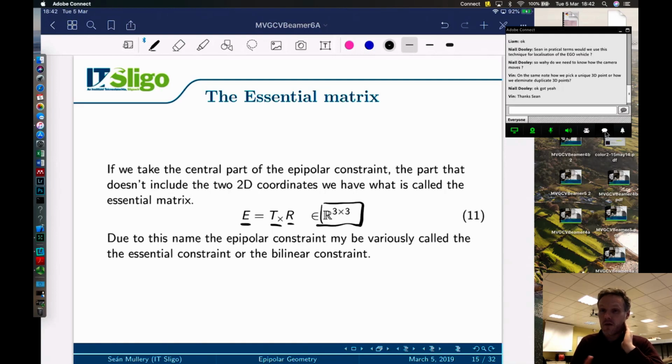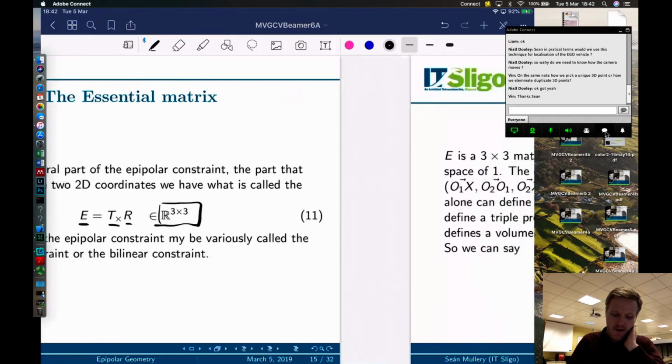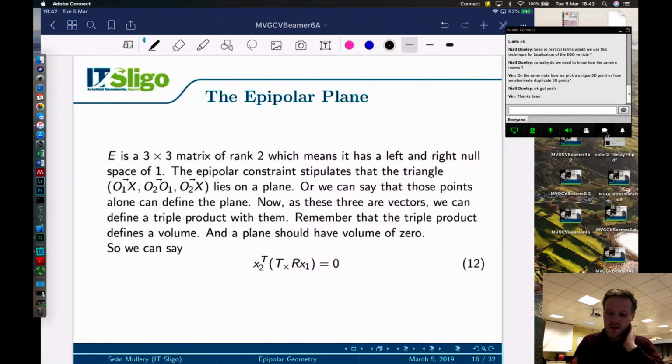This is the way they were originally discovered in the literature. This is called the essential matrix, and it has information about both the rotation and translation together. So E is a 3x3 matrix. It's of rank 2. Now, if it's of rank 2, what does that tell us about the null space?